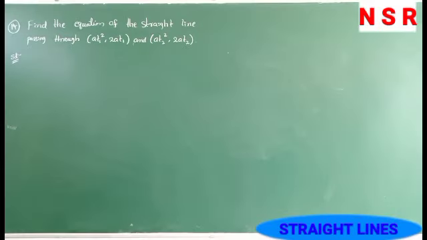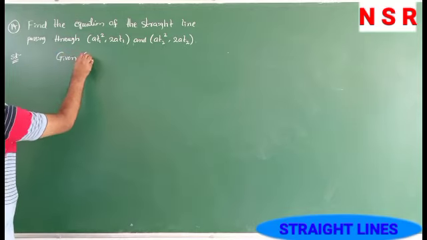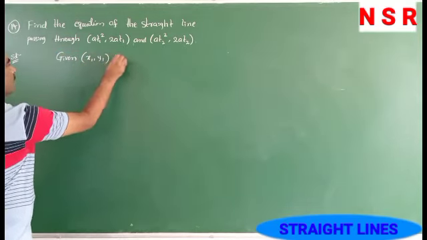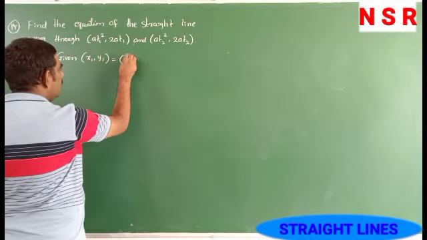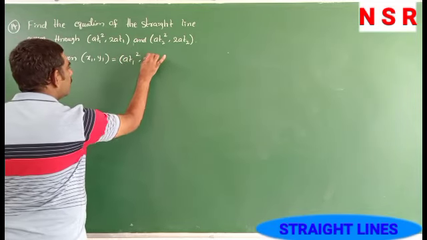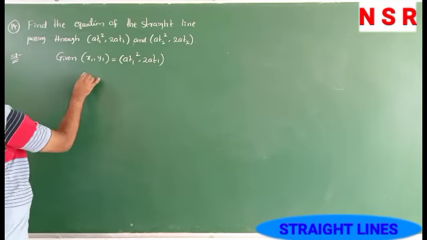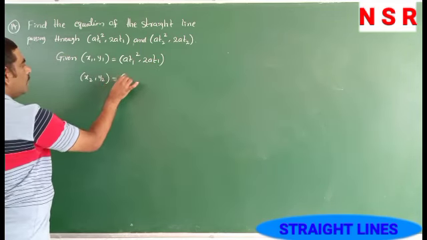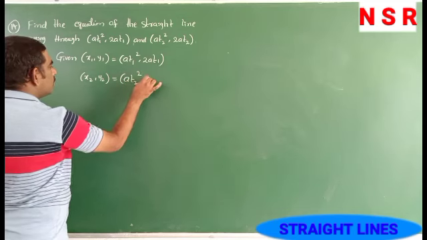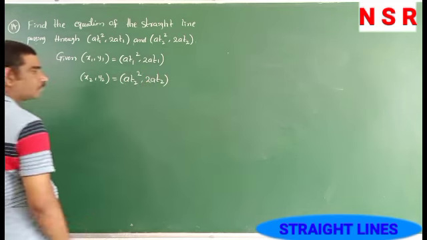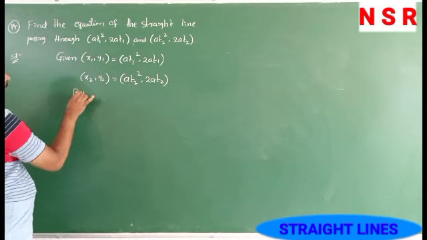So next, question number 14. Find the equation of the straight line passing through a t1 square comma 2a t1 and a t2 square comma 2a t2. So here also 2 points are given, so apply the 2 points form. Given x1 y1 equal to a t1 square comma 2a t1, and x2 y2 is equal to a t2 square comma 2a t2. So by the 2 points form.